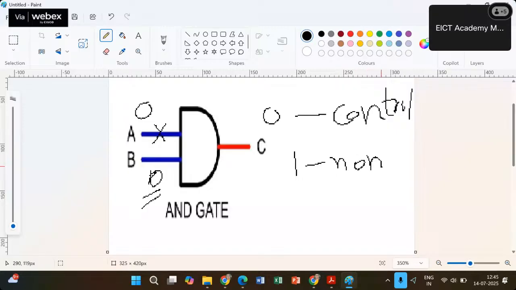1 is the non-controlling input, because if you have 1 at the input, it doesn't matter what the other inputs are, and then we get the output. So we always have to have non-controlling input at the other inputs which are not faulty. So if this is the combination, let's say I'm going to apply 1, so true is 1 and faulty is 0.